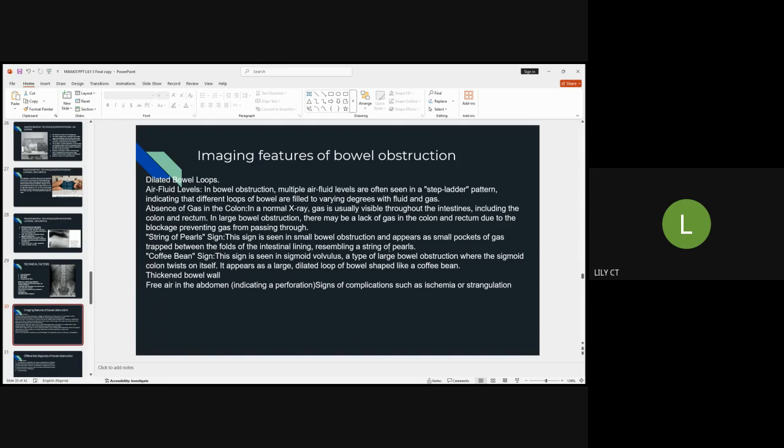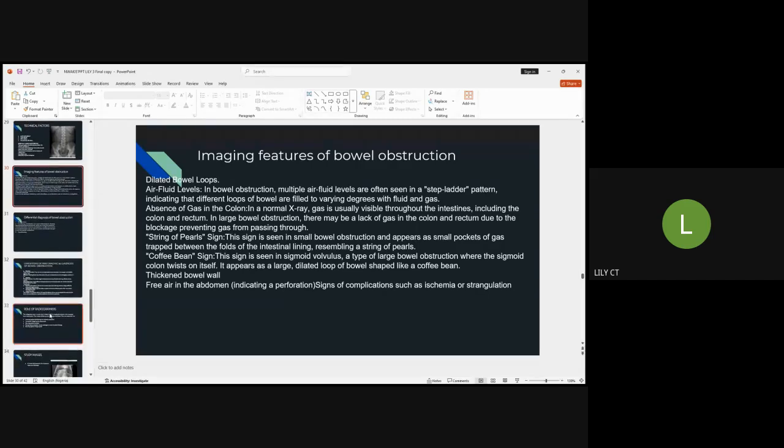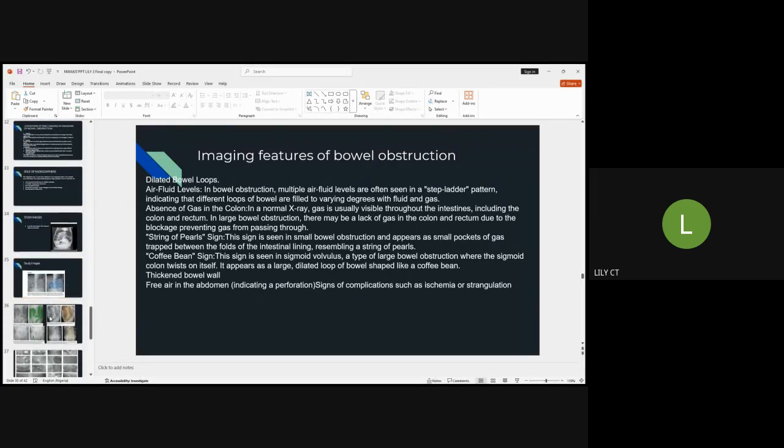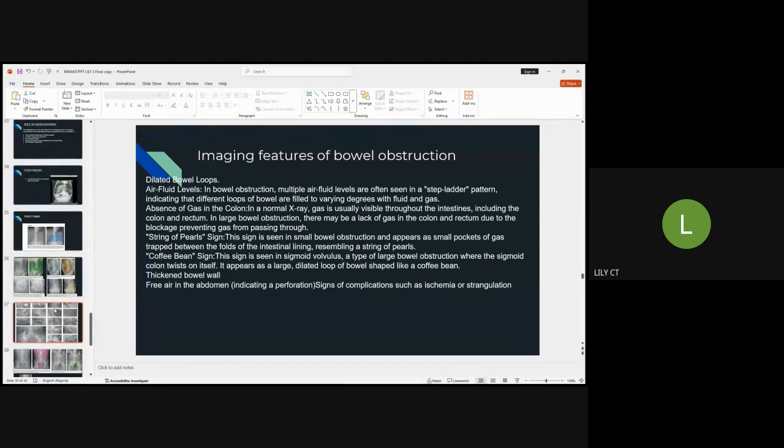Also, we have the string of beads sign, and this is in a small bowel obstruction. It appears as small pockets of gas that are trapped between the folds of the intestinal lining, resembling a string of pearls. So, string of pearls is a feature that is seen in small bowel obstruction.